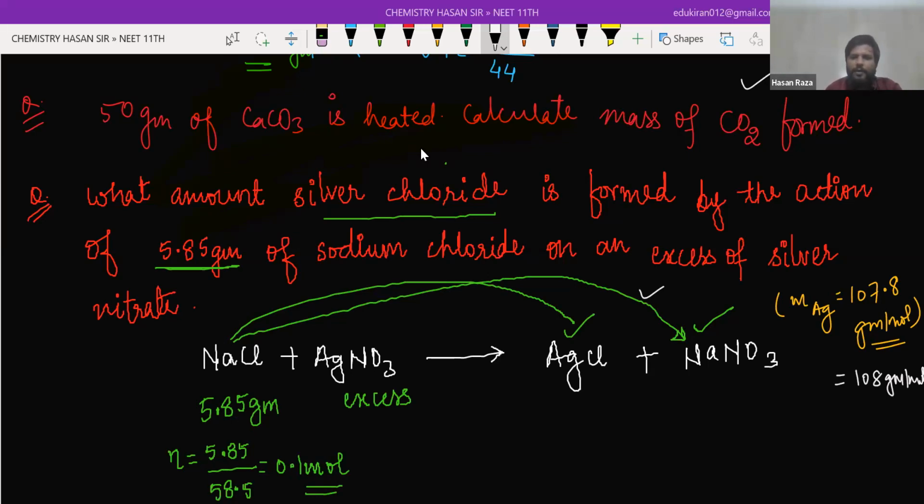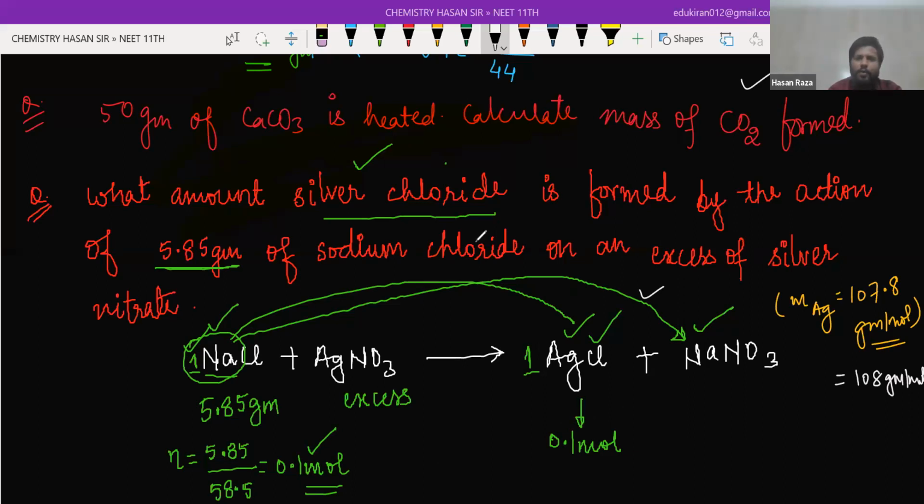Now see what will happen. It's so easy. This equation is balanced, yes or no? Rishika, is this equation balanced? Yes, it is balanced. You can see one. Yes, sir. So since silver chloride has been asked in the question, we will think about it. 1 mole of NaCl will give 1 mole of AgCl. So 0.1 mole of NaCl will give 0.1 mole of AgCl. Yes or no? Yes, sir.